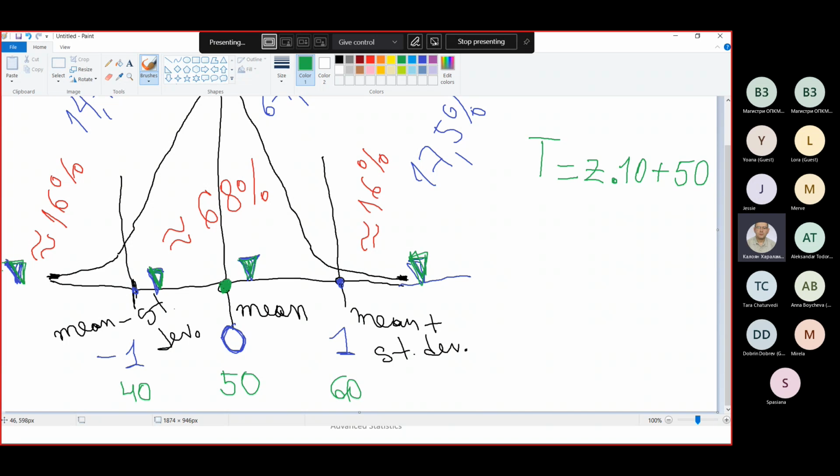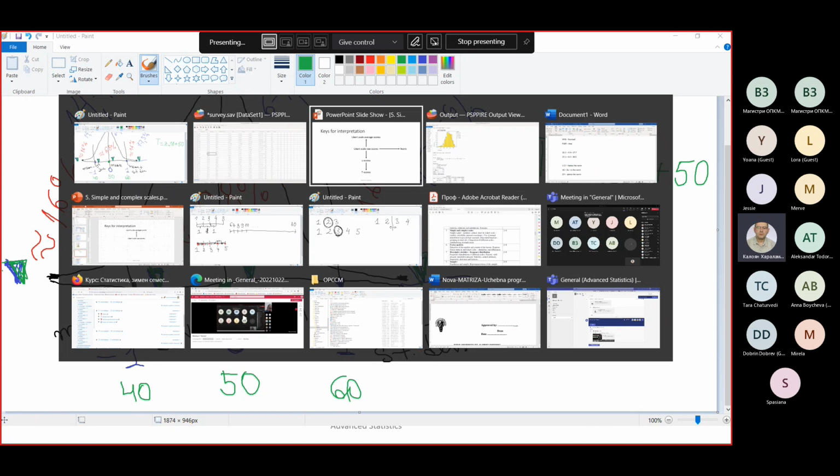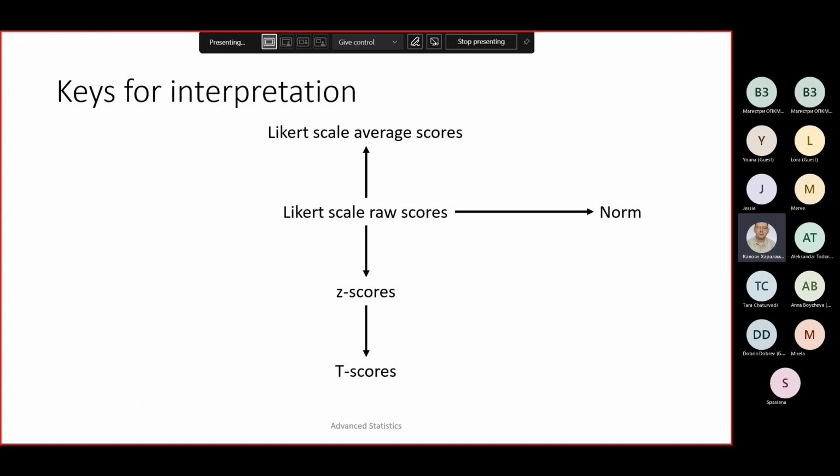So different ways to show the same thing, to show whether this person is below the norm, in the norm, or above the norm, and at the same time to show where below, where in, or where above the norm this person is. So this was the third way, and now we will continue with the fourth way.